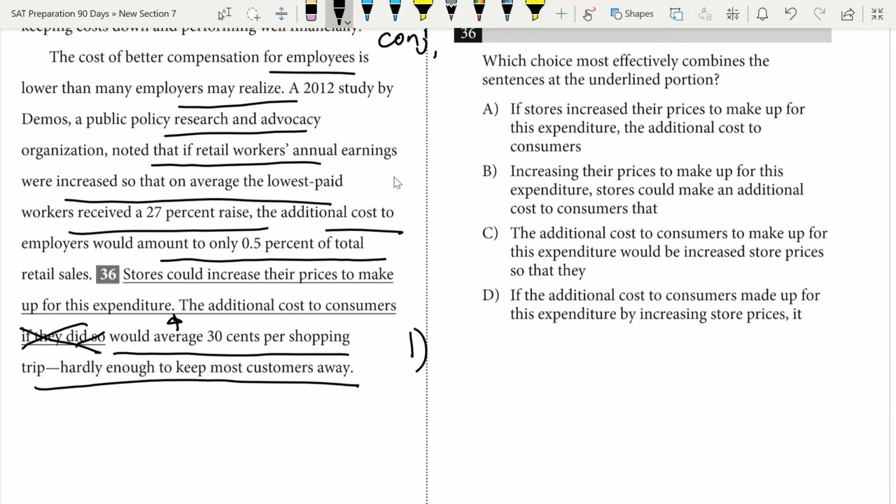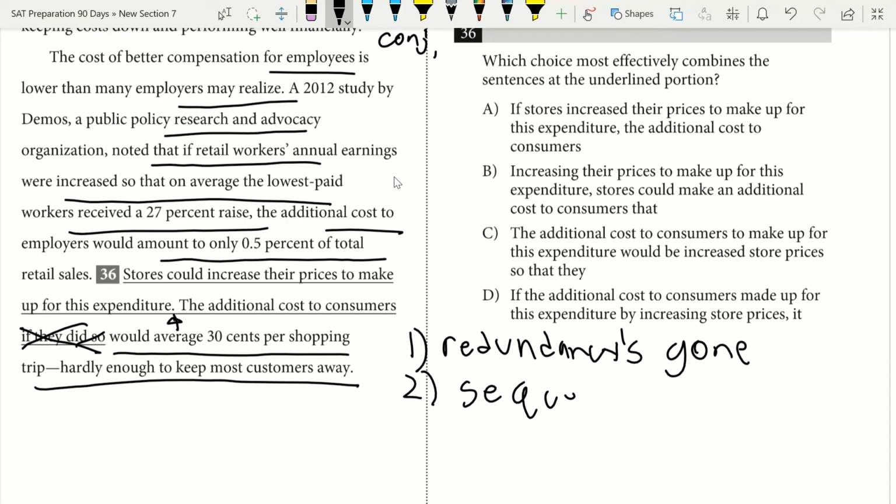Number one, I want to get rid of redundancies and repetition. Another thing that I want to do when I'm combining sentences is make sure I have the correct sequence of events. If one thing's causing another, I want the cause to come first. Or if one thing happens first, I want that to come first in my sentence.